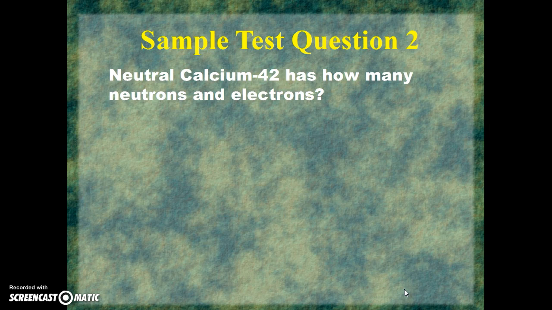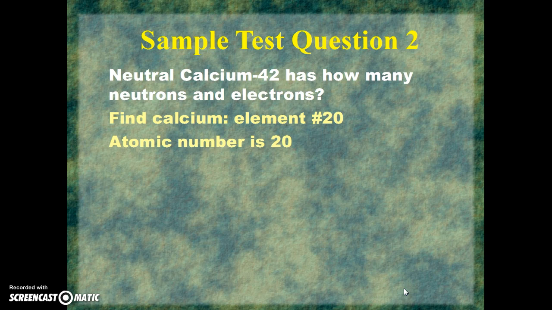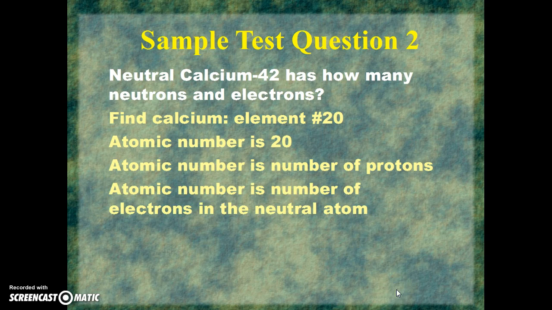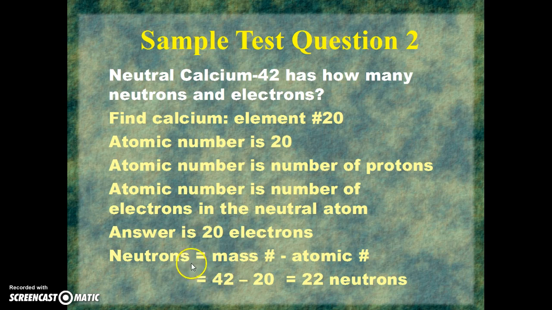Neutral calcium-42 has how many neutrons and how many electrons? Well, find calcium, it's element number 20. The atomic number then is 20, and the number of protons is the atomic number. The atomic number is also the number of electrons in the neutral atom, and so there are 20 electrons. The number of neutrons is the mass number less the atomic number, or 42, as you can see from the isotope number, and you take away 20, which is the atomic number, the number of protons, and so you get 22 neutrons in calcium-42.